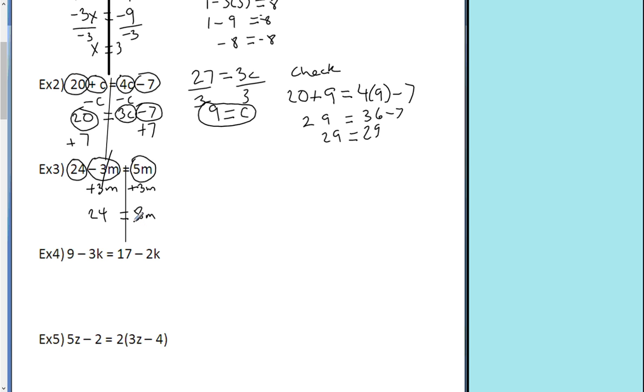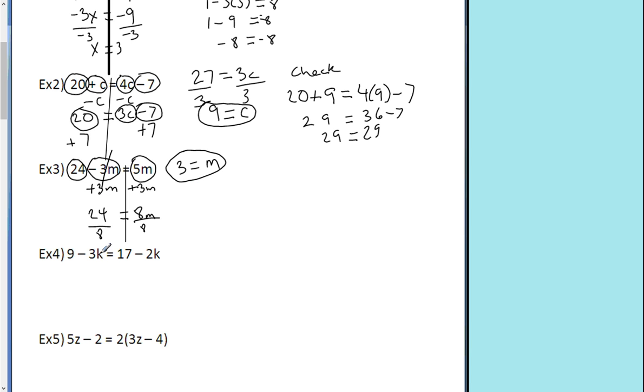To undo multiplication, what can I do to 8 to get rid of it? Well, if I divide both sides by 8, then what am I left with? 24 divided by 8 is 3 equals 8 divided by 8 is 1, so I'm left with 1m, which is m. And then you would check it just like before. You would put a 3 in for that m, put a 3 in for that m, and see if it all works. That's your answer.